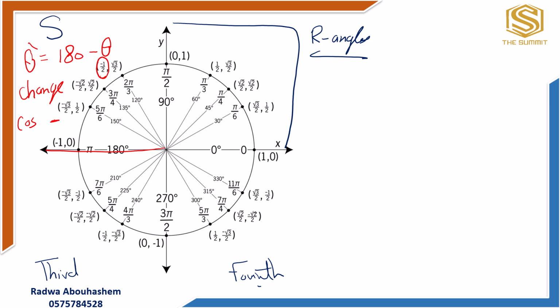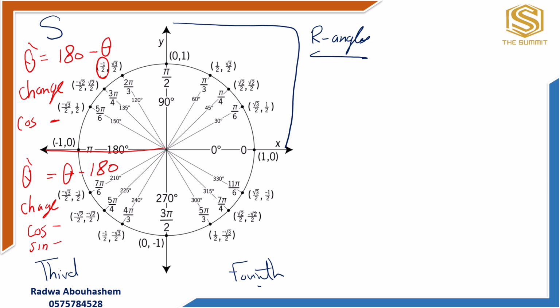Okay, now for the third, now you are in the negative direction of both x and y, right? Good. So I have to change both the sine and cosine. But how to get the reference angle? I'm going to say theta minus 180. And I have to change the x and y, which means I have to change the cosine and sine to be negative.